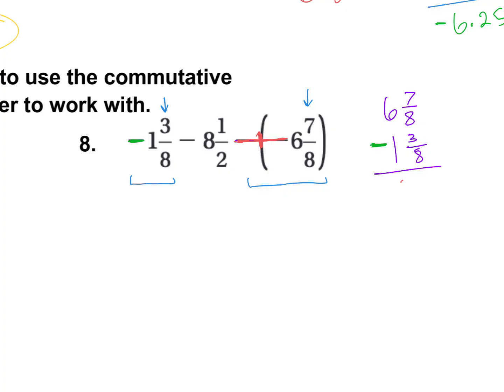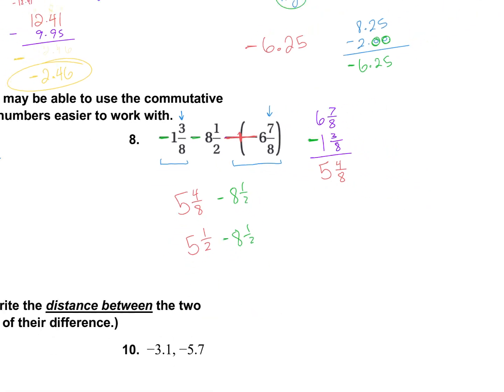6 minus 1 is 5. 7 minus 3 is 4. And the eighths stay the same. So we have 5 and 4/8. Did you know that that is 5 1/2? And they're kind of assuming that you can do some of this math, by the way, without doing a lot of thinking. So now what we're going to do is subtract 8 1/2. Subtract 8 1/2. Okay?